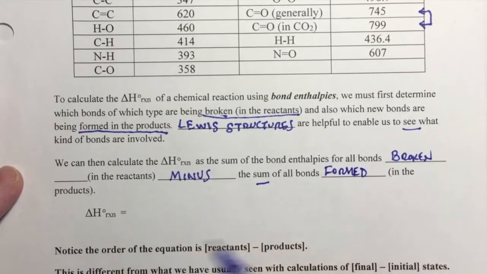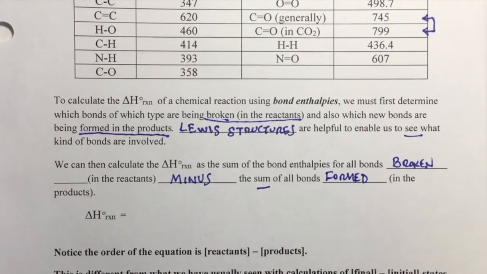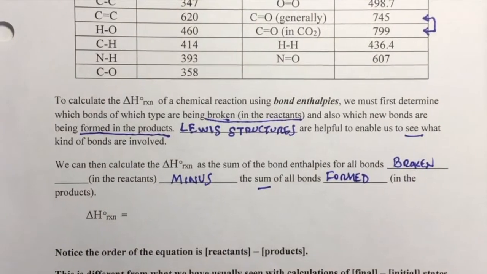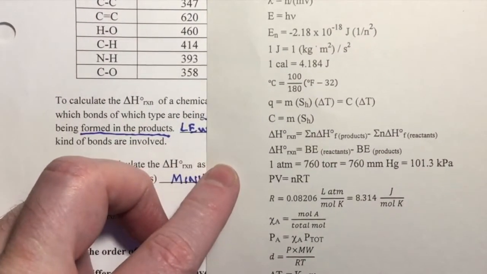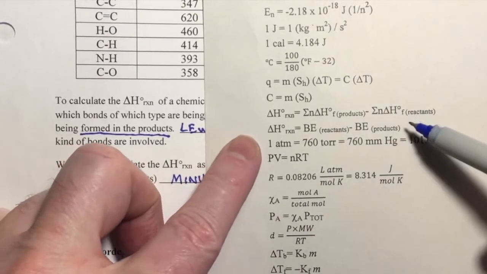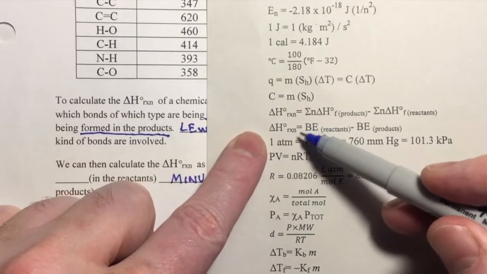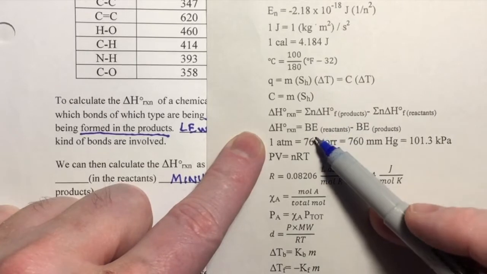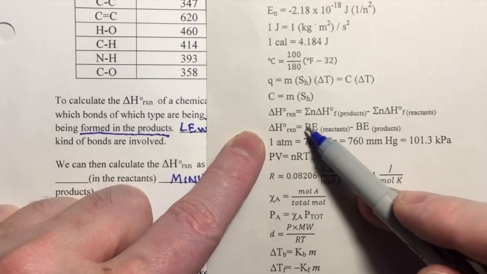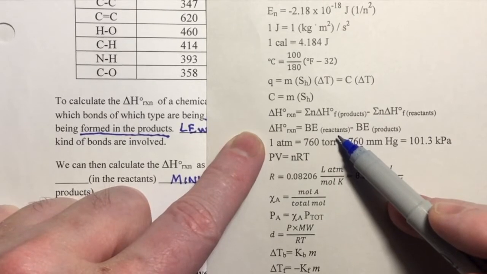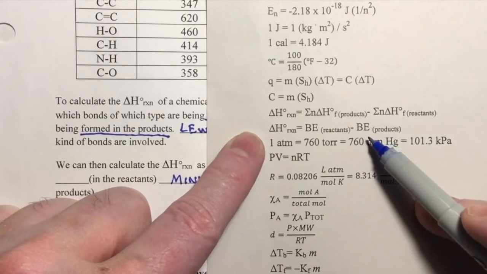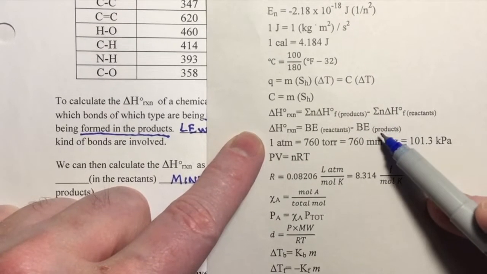So now we've got an equation, and I'll draw your attention again to the back of our periodic table where we have an equation list, and you will find this equation right here. Delta H0 for a reaction is the sum of all the bond enthalpies for the reactant bonds minus the sum of all the bond enthalpies for the product bonds.